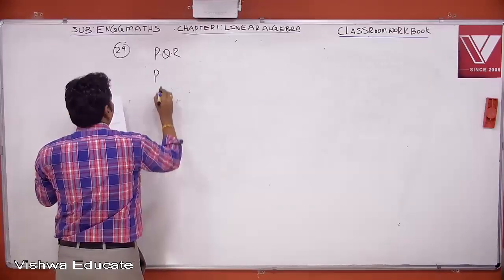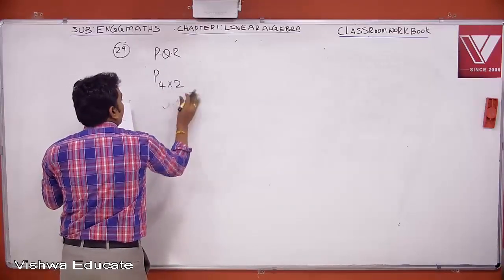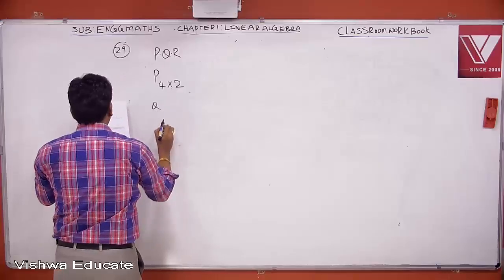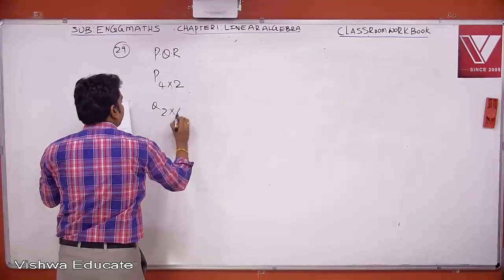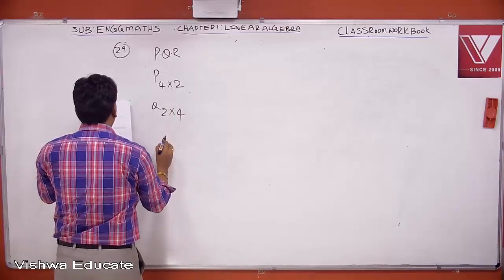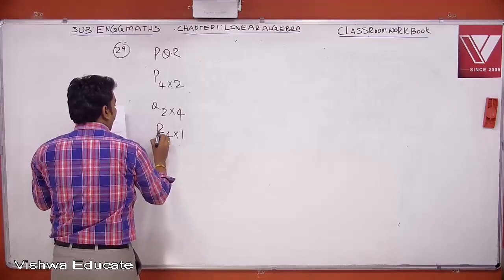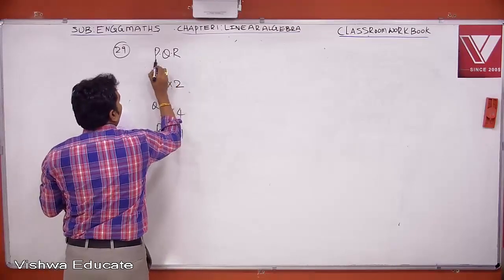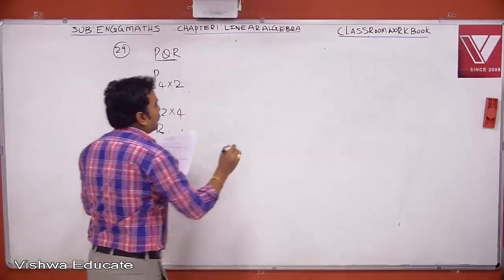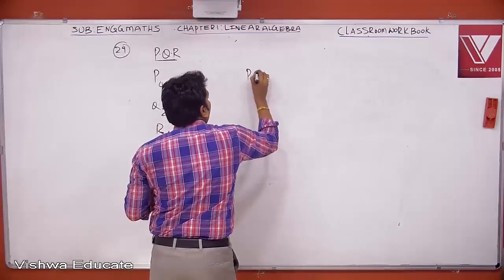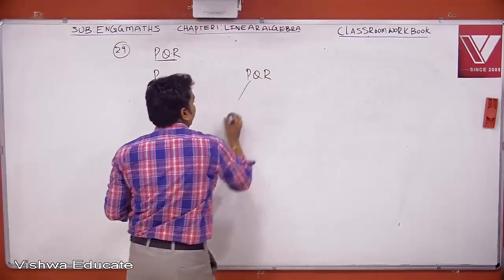What is the dimension of P? 4 cross 2. What is the dimension of Q? It is 2 cross 4. What is the dimension of R? It is 4 by 1. Now let us see in how many ways we can evaluate this. This PQR can be evaluated in two different ways.